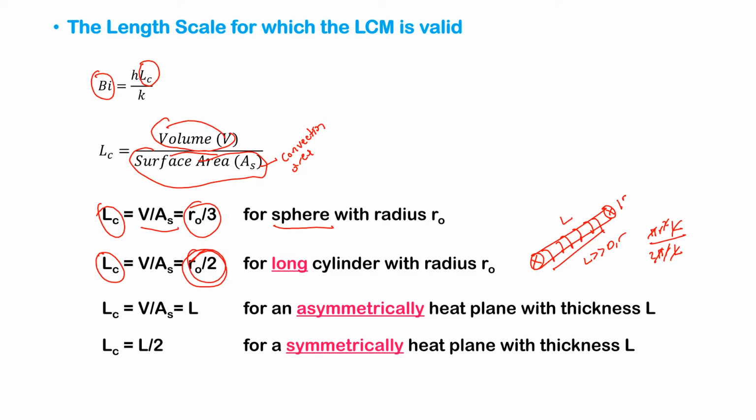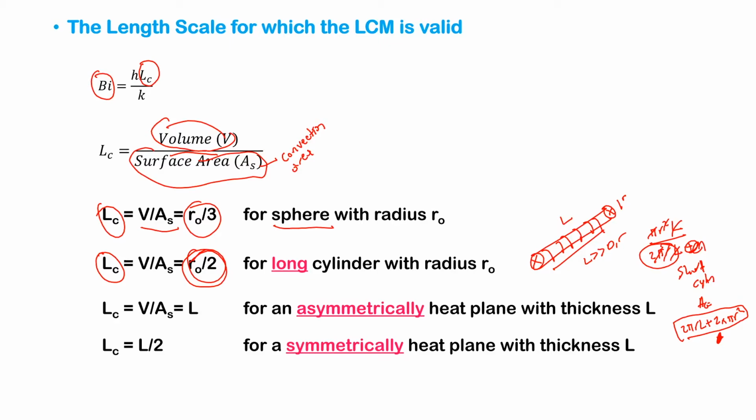You'll be getting R over 2. And if you have a short cylinder, we have to consider the area of the caps. So surface area is basically 2 pi R L plus, we have two caps, two sides, pi R squared. This will be the area. Okay, so this is the surface area for the short cylinder. The first term is the surface area for the long cylinder.